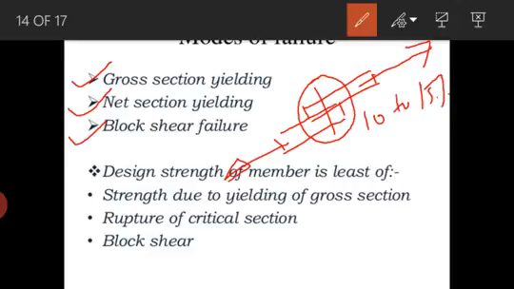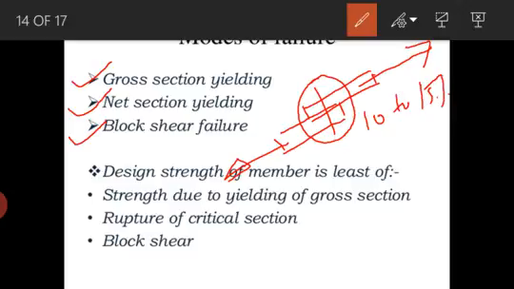Then net section yielding or rupture means a failure due to net section rupture. This occurs when the tension member is connected to the main or other members by bolts. The holes made in the members for bolts reduce the cross section, and hence the net area will govern the failure in this case. So holes in the members cause stress concentration at service loads. That is what we call net section rupture.